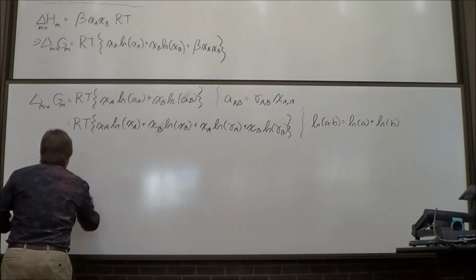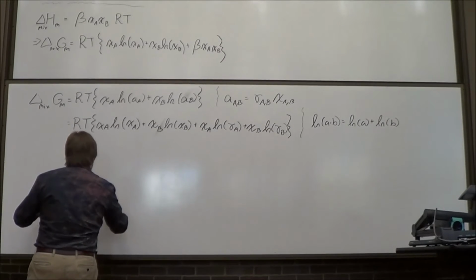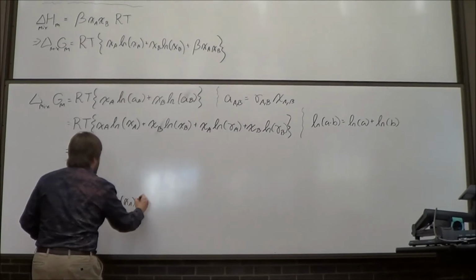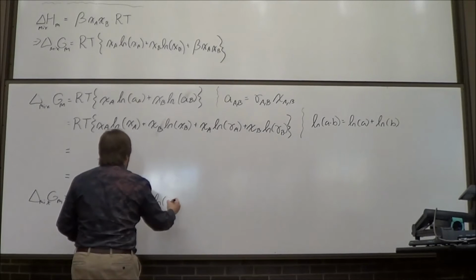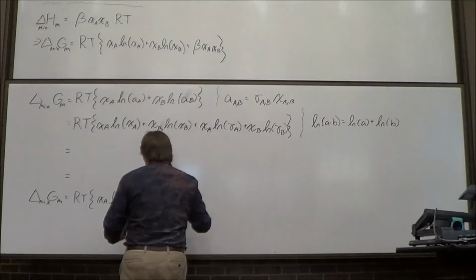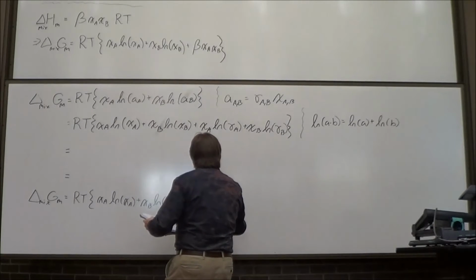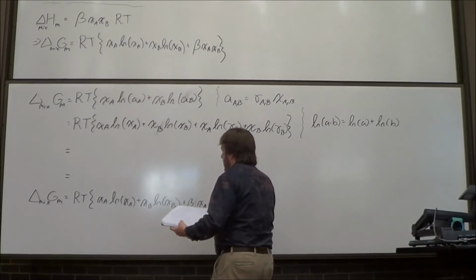Okay, RT, Chi-A, ln Chi-A. So remember, this is minus T delta S. And this is not an ideal or ideal dilute solution because there would be no enthalpy. Beta Chi-A, beta Chi-B. Sorry, I don't need a parenthesis there. I'm just using parentheses. Okay.